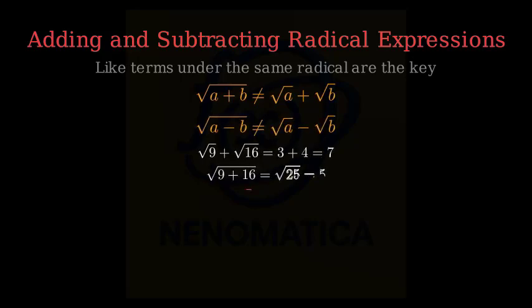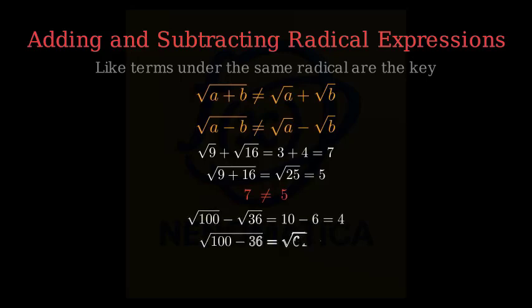Take 9 and 16. The square root of 9 plus the square root of 16 equals 7, but the square root of 25 equals 5. Similarly, the square root of 100 minus the square root of 36 is 10 minus 6, which equals 4, but the square root of 64 equals 8. So, they are not equal.